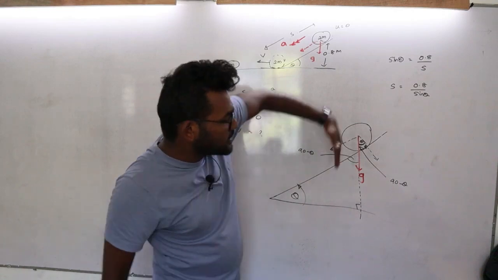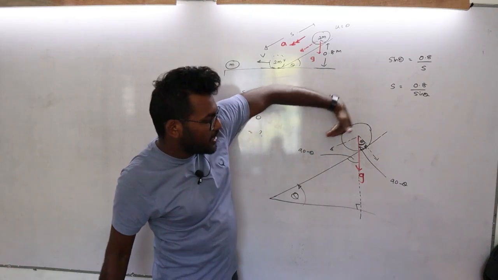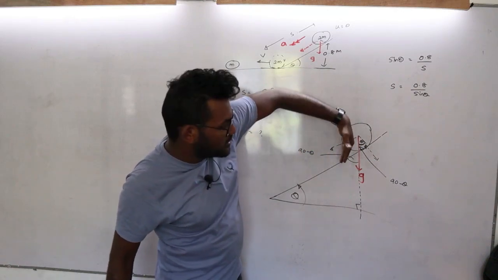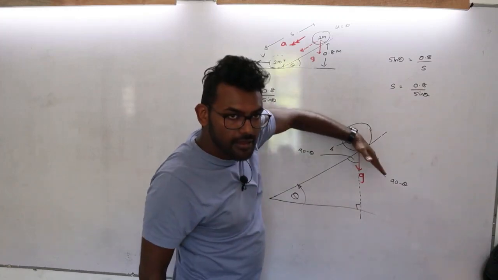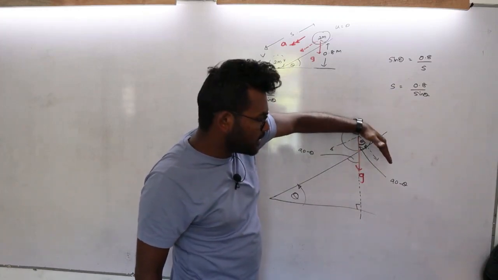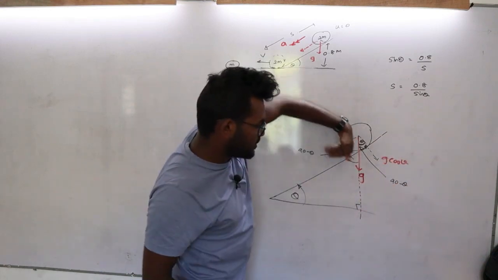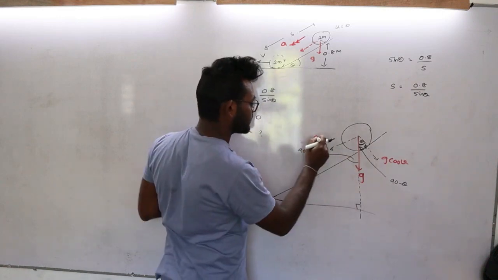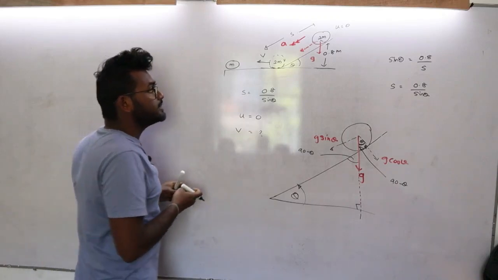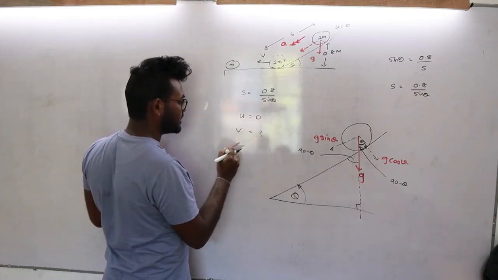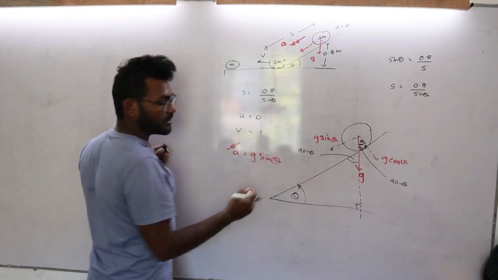So if I resolve this g, the gravitational acceleration, into this side towards the plane, this is perpendicular to the plane and this is along the plane, I get what? g towards the angle, what? g cos theta. So this is g cos theta. This is what then? g sin theta. So that's supposed to be the acceleration along the plane, g sin theta.